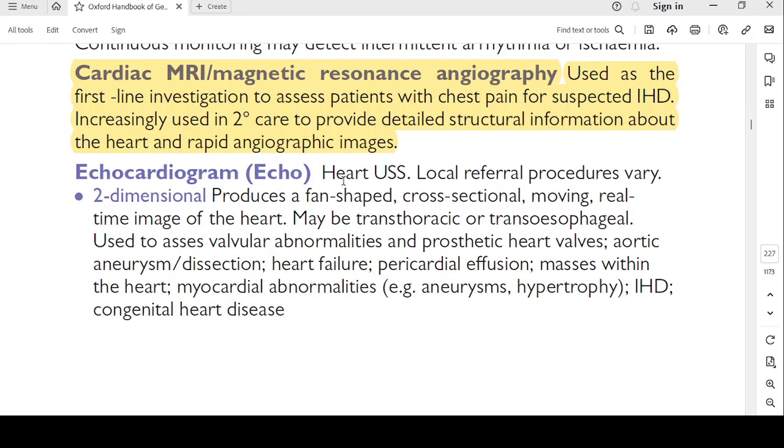Echocardiogram. Heart ultrasound. Local referral procedures vary. Two-dimensional ultrasound produces a fan-shaped cross-sectional moving real-time image of the heart, maybe a transthoracic or a transesophageal, used to assess the valvular abnormalities and the prosthetic heart walls, aortic aneurysm or dissection, heart failure, pericardial effusion, masses within the heart, myocardial abnormalities like aneurysms or hypertrophy, and ischemic heart disease or congenital heart disease.